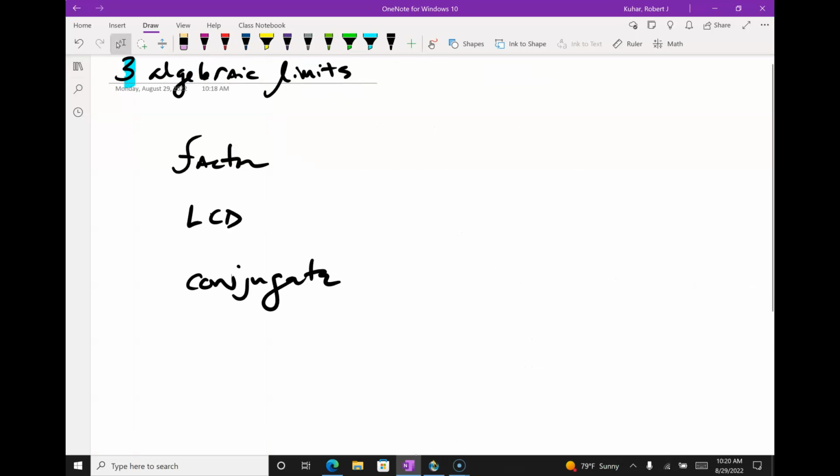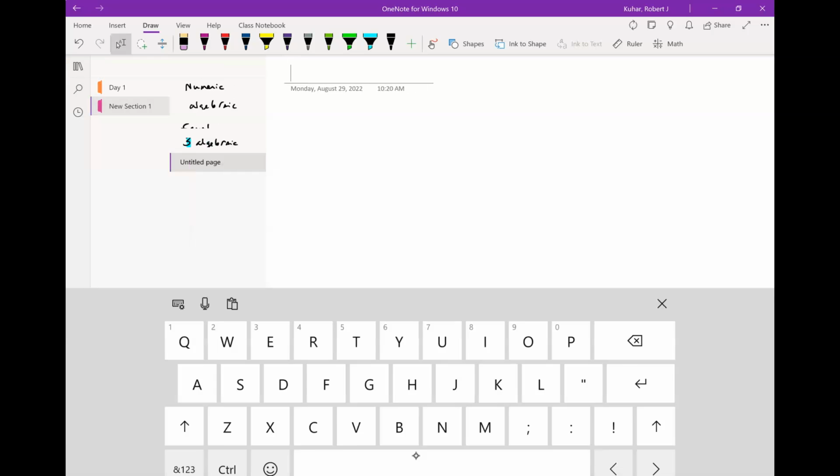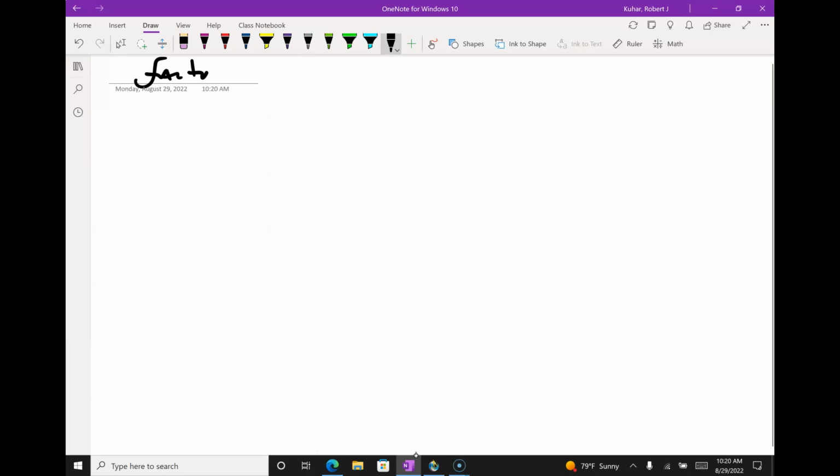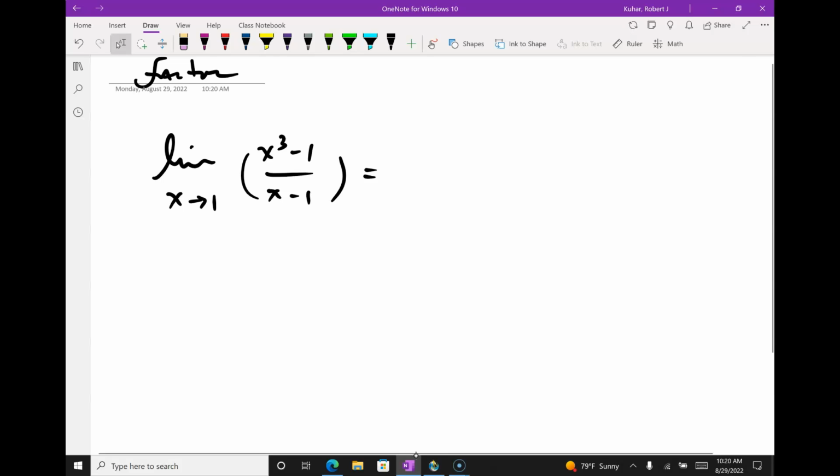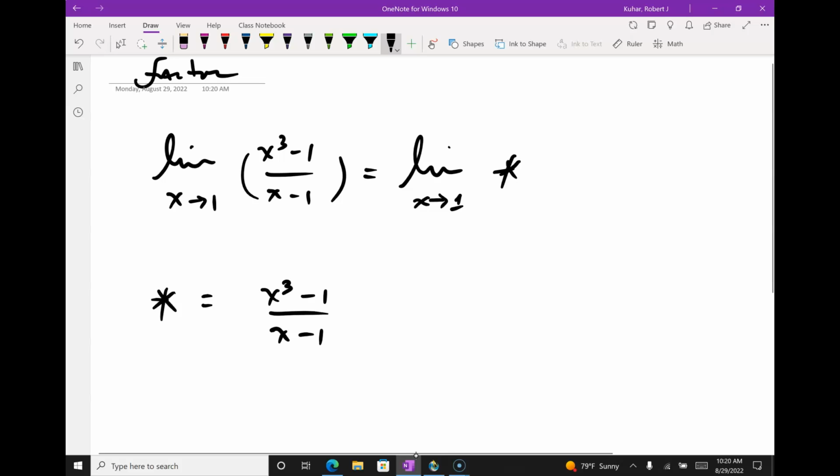So we did an algebra one. Let's do another algebra one. Let's do another factoring one. Let's see. The limit as x goes to 1 of x cubed minus 1 over x minus 1. Easy to find graphically, easy to find numerically, not so easy to find algebraically. Notice that if I plug 1 into this function, what do I get? Zero over 0, right?